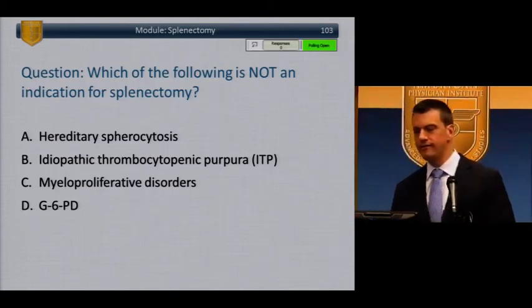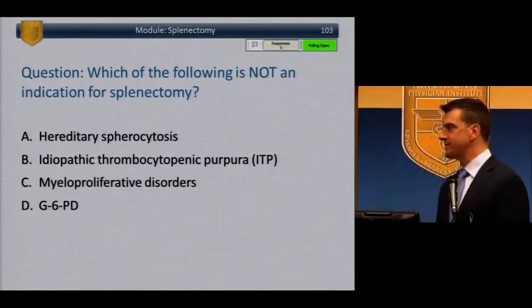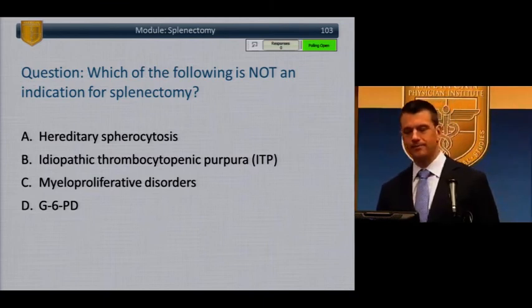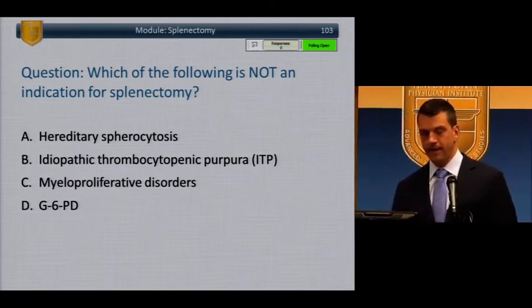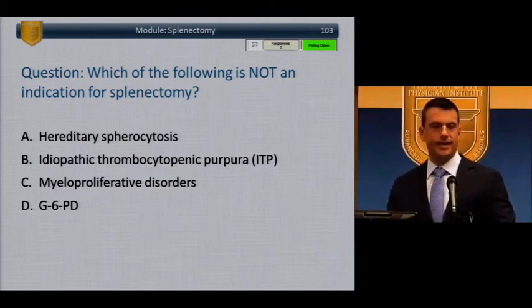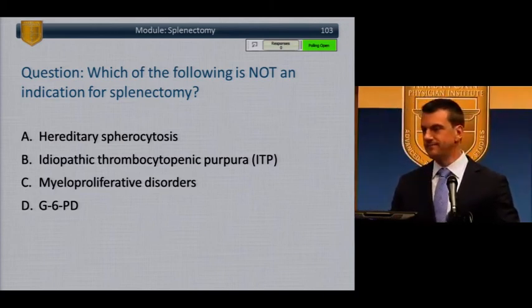Question: which of the following is not an indication for splenectomy? A, hereditary spherocytosis. B, idiopathic thrombocytopenic purpura, or ITP. C, myeloproliferative disorders. D, glucose-6-phosphate dehydrogenase deficiency.